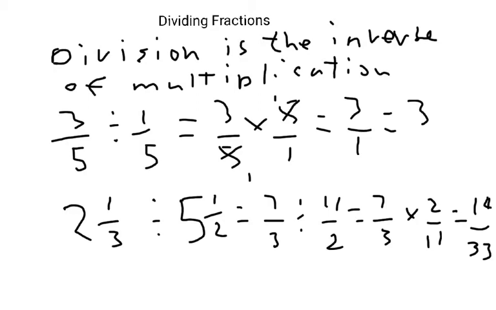We knew we were going to get a number less than 1 because you can't subtract 5 a whole time from 2 1/3. 5 1/2 is larger than 2 1/3. So this is almost like 2 divided by 5, almost like 2/5. So this should be fairly close to 2/5, and of course it's less than a half. 14/33 is less than a half. So this is a very reasonable answer, 14/33.